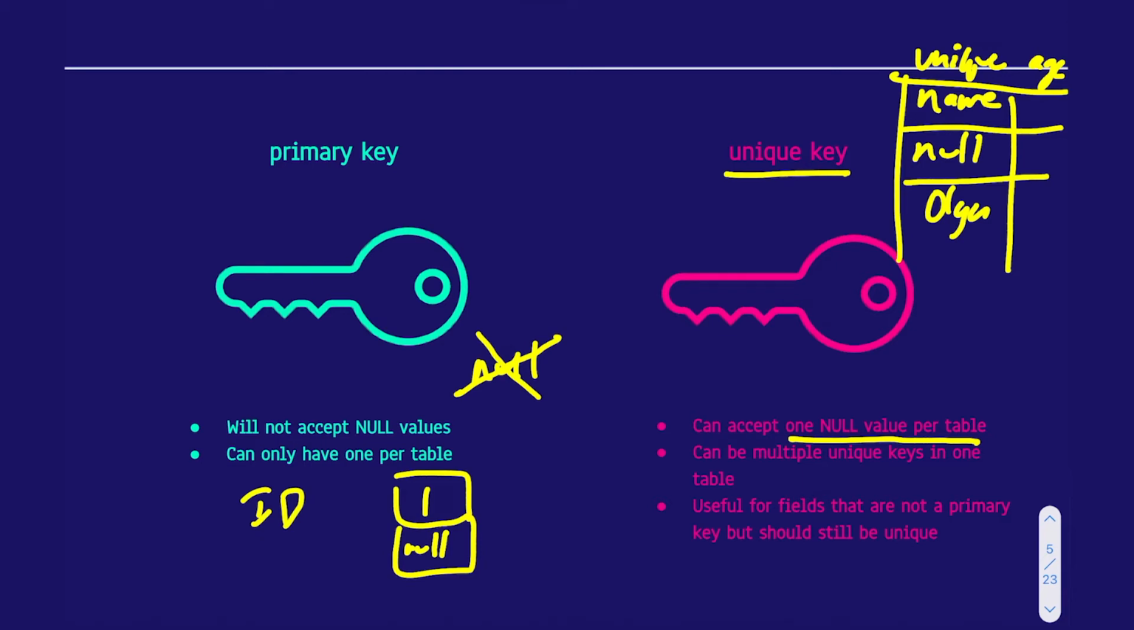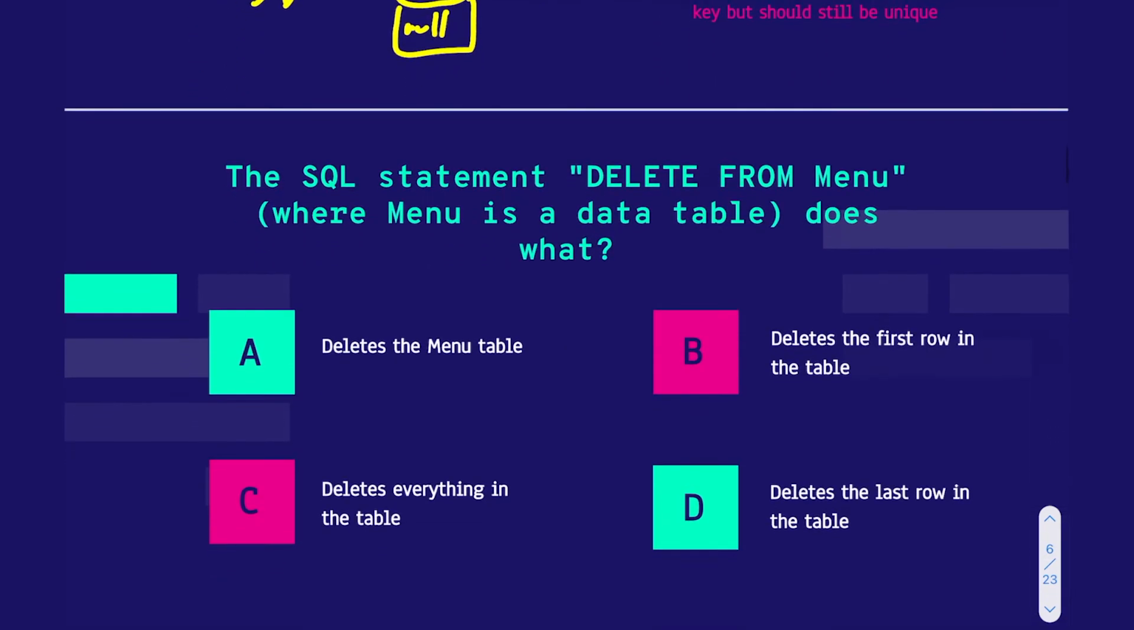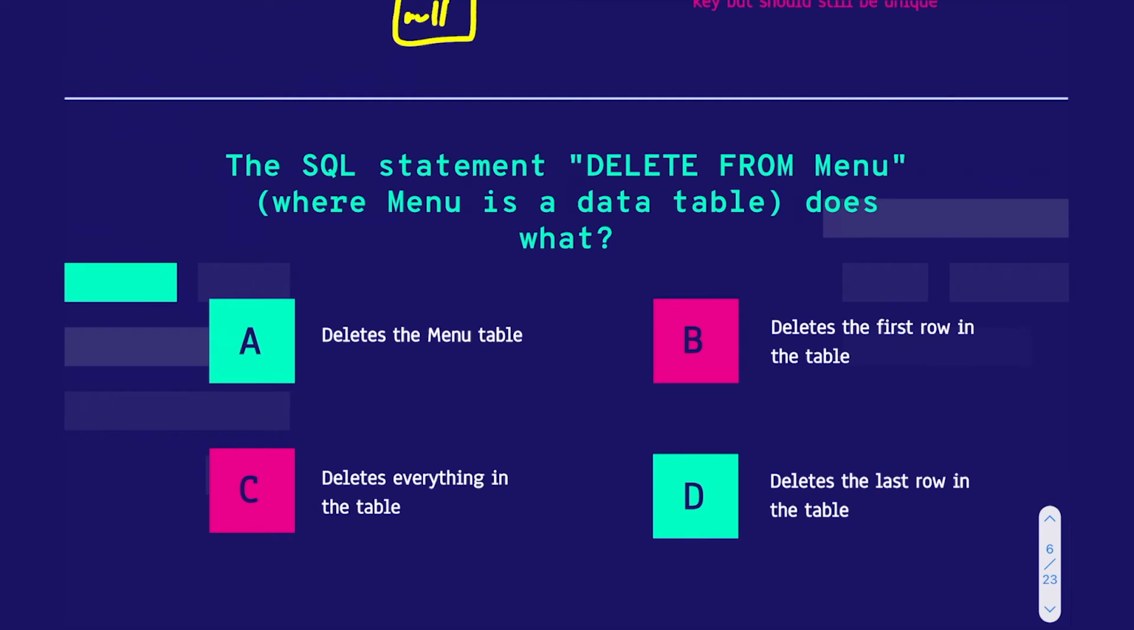All right, next question. The SQL statement delete from menu, where menu is a data table, does what? A, deletes the menu table. B, deletes the first row in the table, C, deletes everything in the table, or D, deletes the last row in the table. The correct answer here is C.